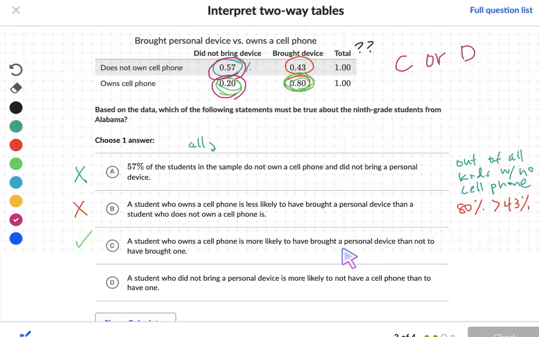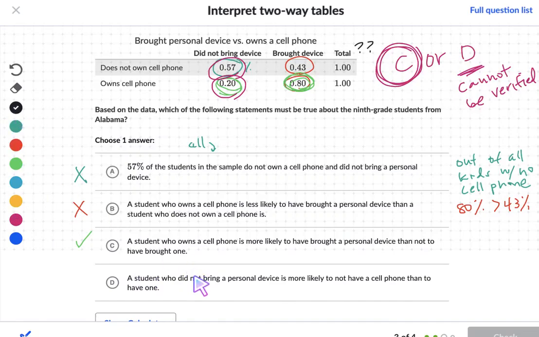Is it that a student who owns a cell phone is more likely to bring in a cell phone than to not bring in one? That's 80 versus 20%. Or is it that a student who did not bring a personal device is more likely to not have a cell phone than to have one? The answer at the end is C. Because D cannot be verified. Okay, and I'll show you why.